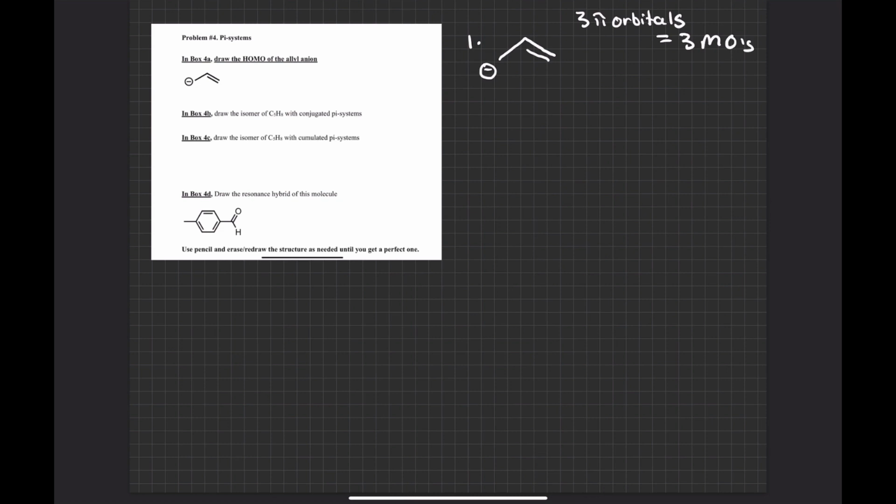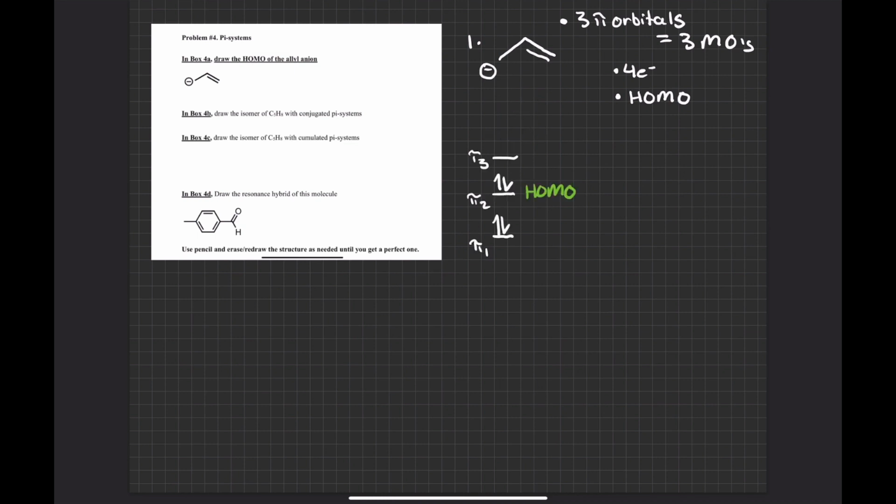So let's draw those out. So we have pi 1. In addition, the allyl anion has 4 electrons within it. So let's fill in these shells. By definition, HOMO means the highest occupied molecular orbital. This orbital is the highest orbital with electrons. So if we identify that, that's clearly going to be the second one. So the second one is our HOMO.